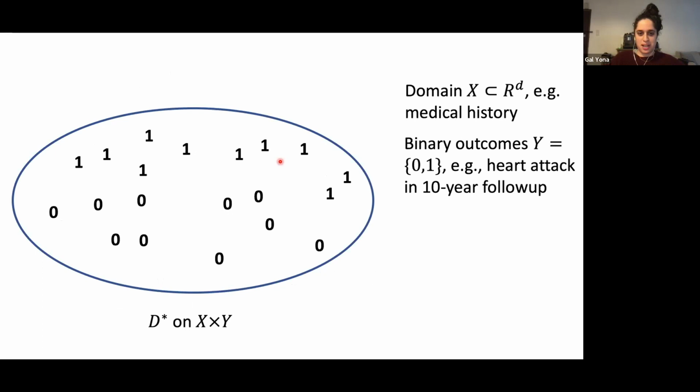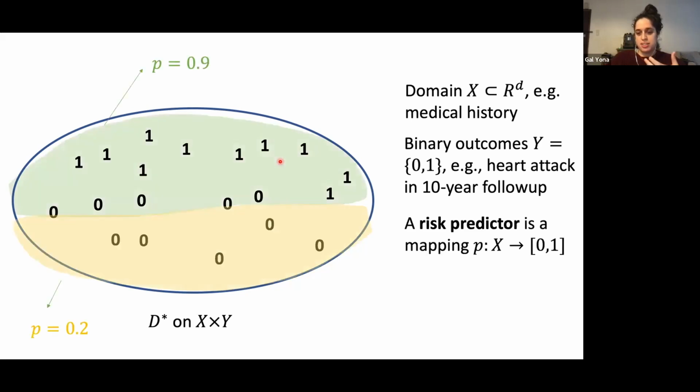Okay, so just to have the setup that I'm going to discuss for the rest of the talk in mind. Think of some domain X. Maybe this is a person's entire medical history and a binary outcome space Y. Maybe this is whether they had a heart attack in a 10-year follow-up. And there is some joint distribution, D star, on X and Y, which is unknown.